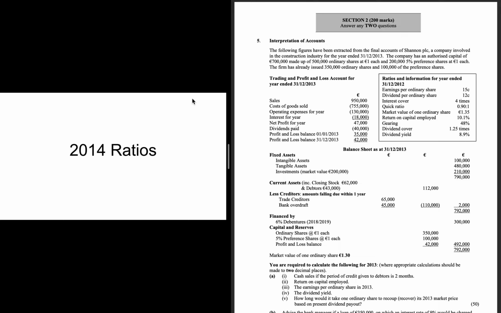Okay, the 2014 ratios question. The usual things to check. Work out your 5% preference shares. So 5% of 100,000 is 5,000. Check where the interest is in relation to the profit. So you've got net profit for the year is before or is after your interest, so that's right. Maybe highlight your share price.